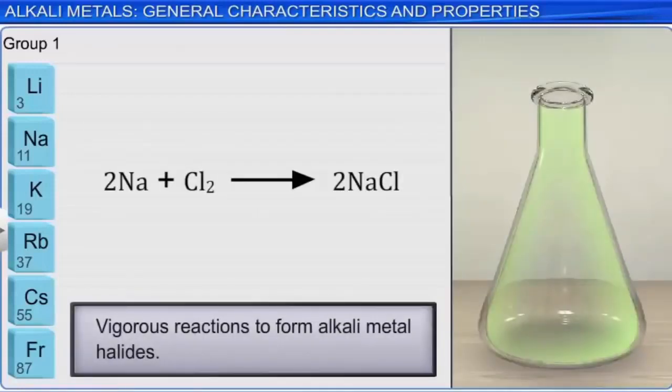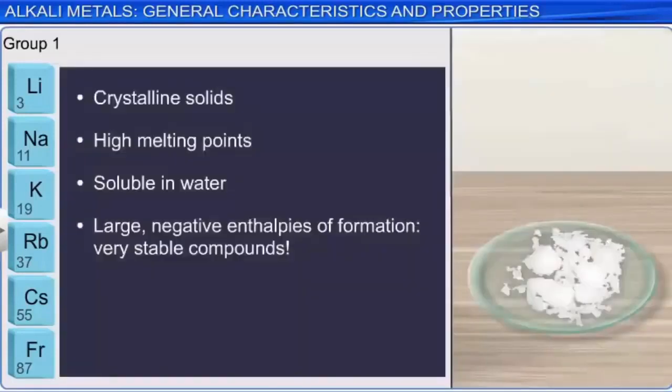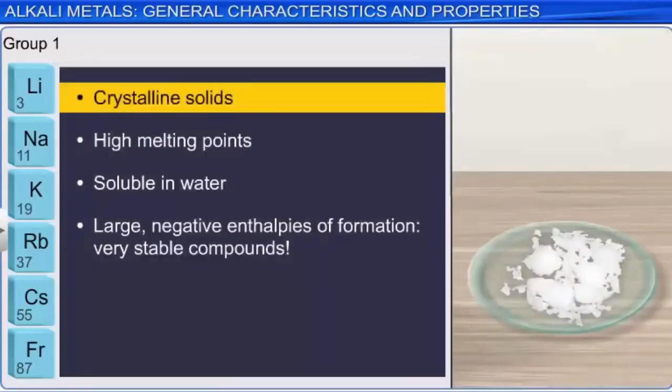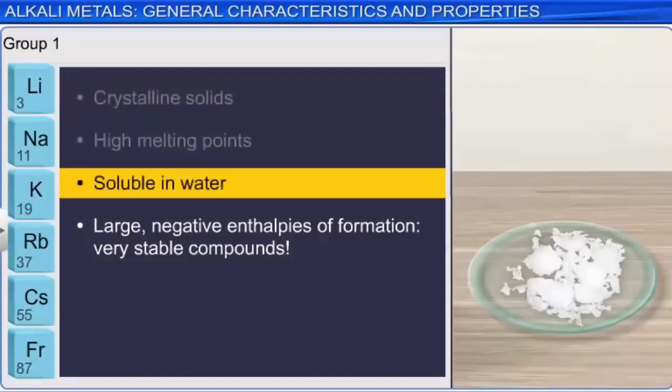The reaction with halogens. The alkali metals react with the halogens to form halides. This is a vigorous reaction. You can see the vigorous nature of this reaction in this module. The reactivity towards halogen decreases along the group. Why? Because the ionization enthalpy decreases down the group. That's why the reactivity towards halogen decreases.